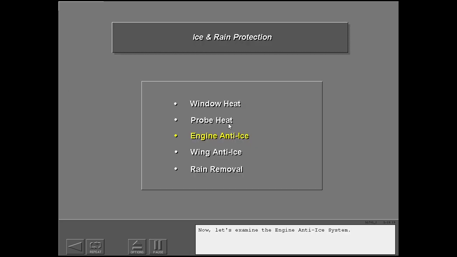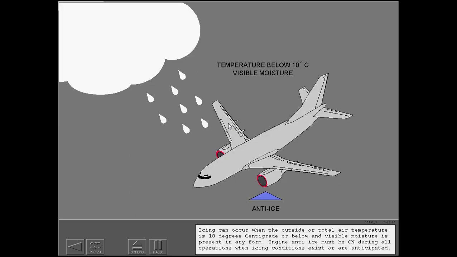Now let's examine the engine anti-ice system. Icing can occur when the outside or total air temperature is 10 degrees centigrade or below and visible moisture is present in any form. Engine anti-ice must be on during all operations when icing conditions exist or are anticipated.